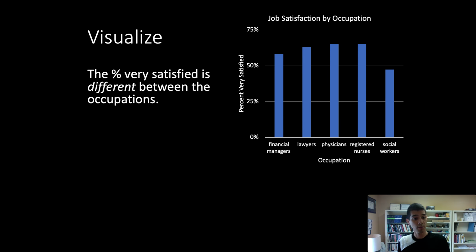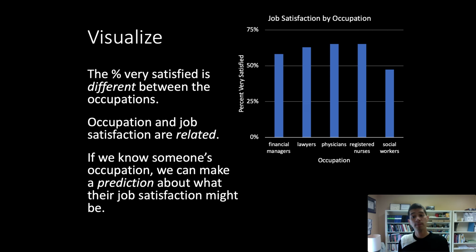If we see a difference between the occupations, that means that occupation and job satisfaction are related. So different patterns across the different occupations means there's a relationship. If we know somebody's occupation, we can make a prediction about what their job satisfaction might be. So if we know that somebody is a physician or a registered nurse, we can predict that they'll have high job satisfaction. But if they're a social worker, we can predict that their job satisfaction might be lower. So that's how we recognize when two variables are related.